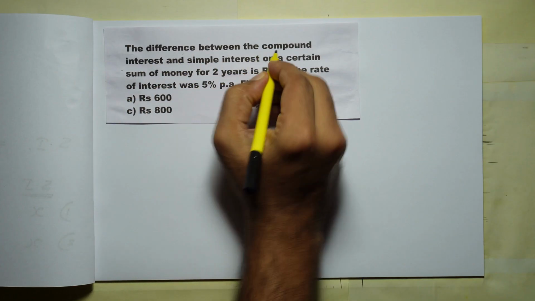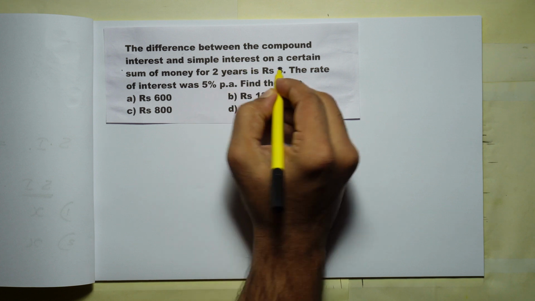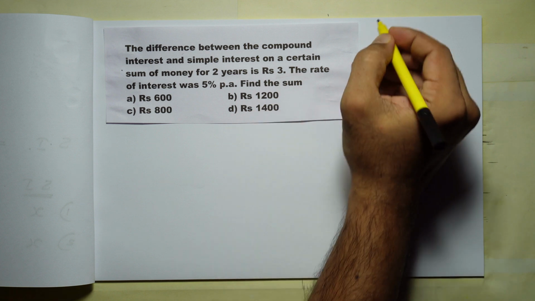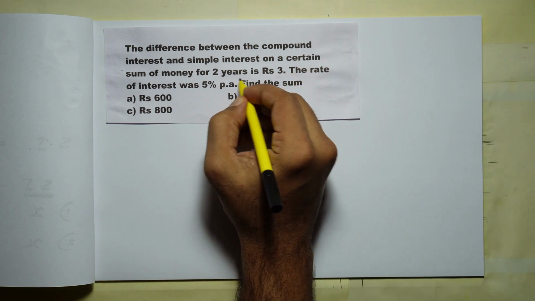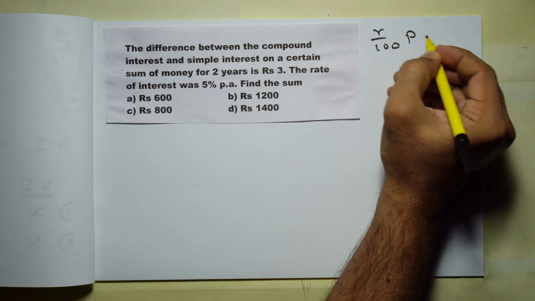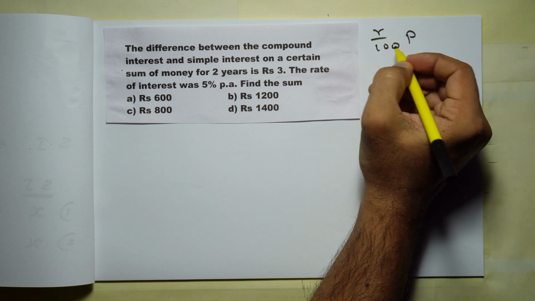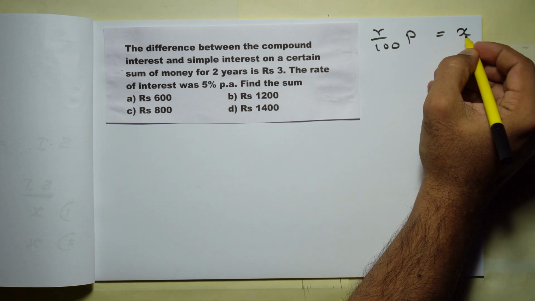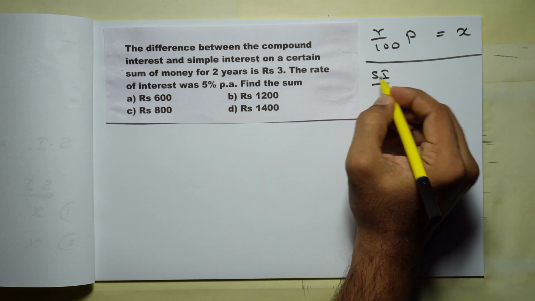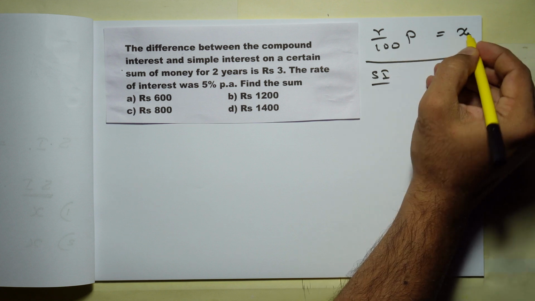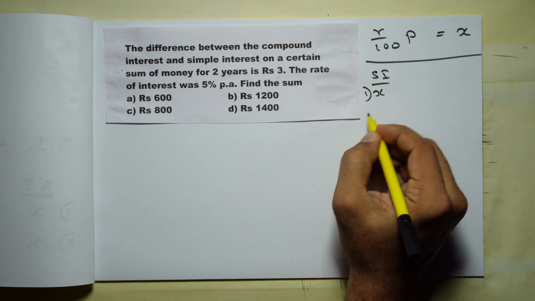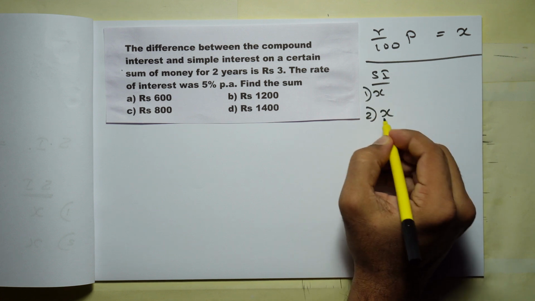The difference between the compound interest and simple interest on a certain sum of money for 2 years is rupees 3. First of all, we'll calculate the simple interest. Simple interest for the first year is r% of principal, which we'll take as x. So first year simple interest is x. Second year also it will be the same, that is x.